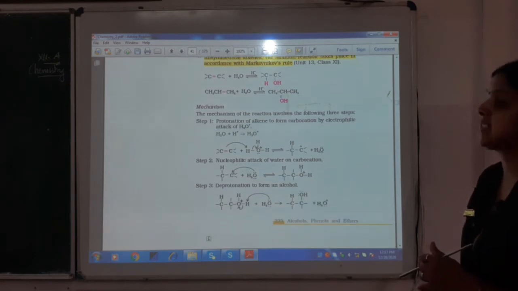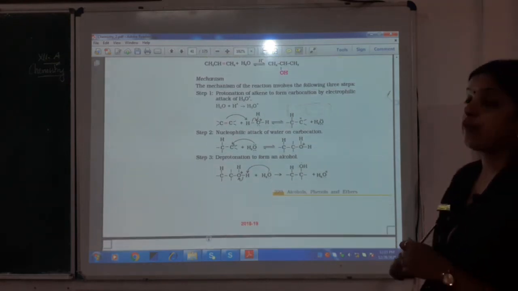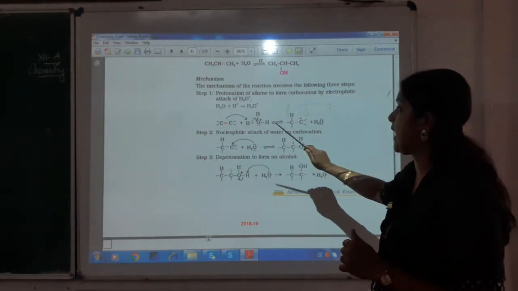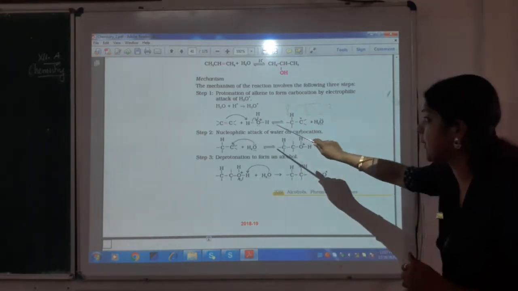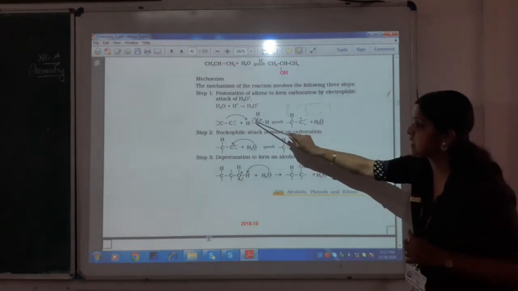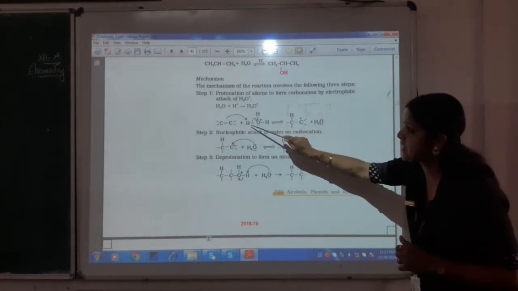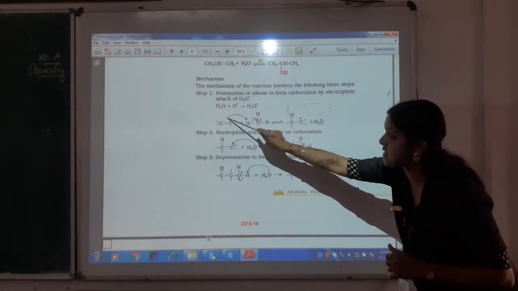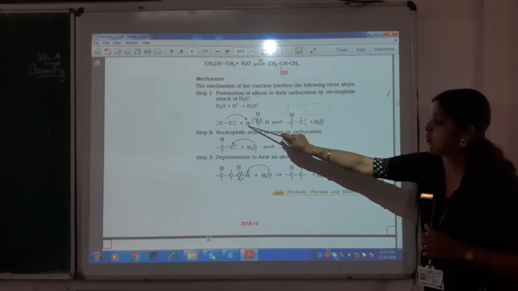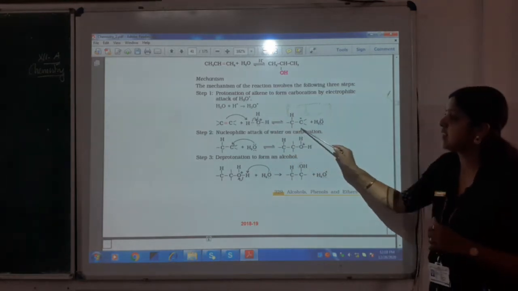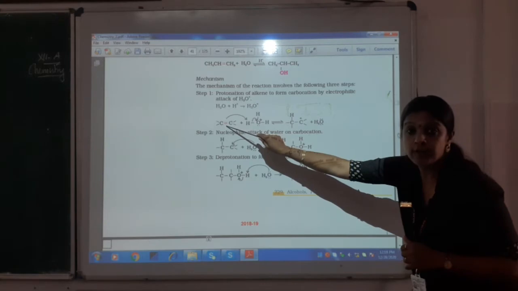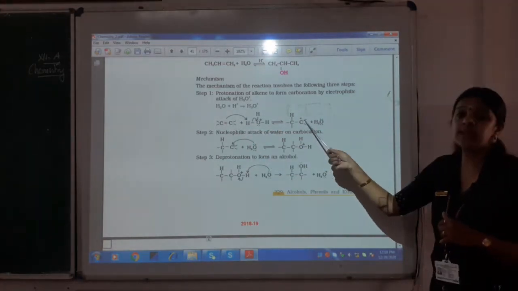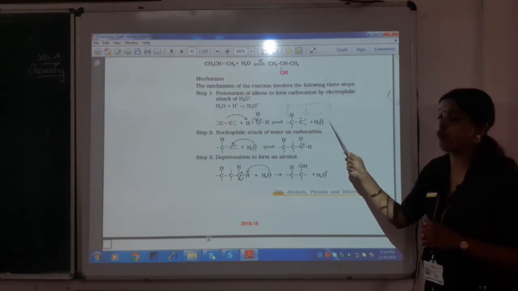Now let us see how this mechanism works out. First and foremost step is the protonation of alkene to form carbocation. So I have my alkene here. Now listen carefully, children. This is H2O, this is H+, that is my acid. Now what is happening here? This carbon attacks my hydrogen, the bond gets shifted inside. Because of the removal of a single bond, this becomes less in its valency. So there becomes a carbocation with the removal of water molecule.